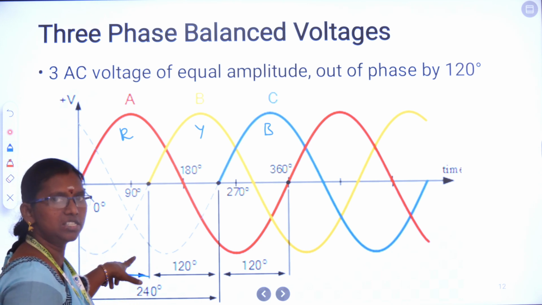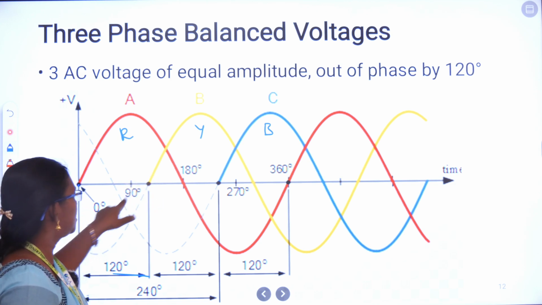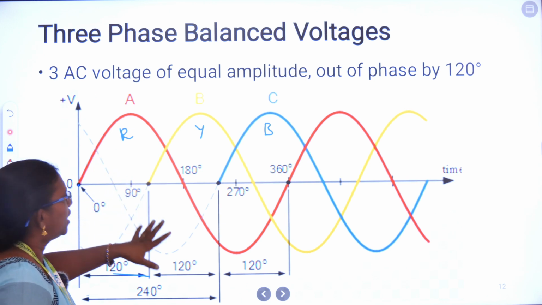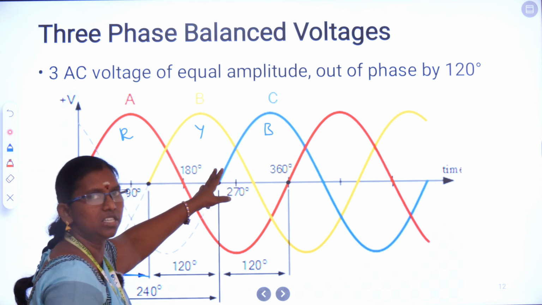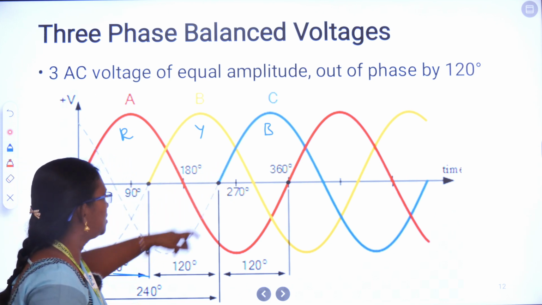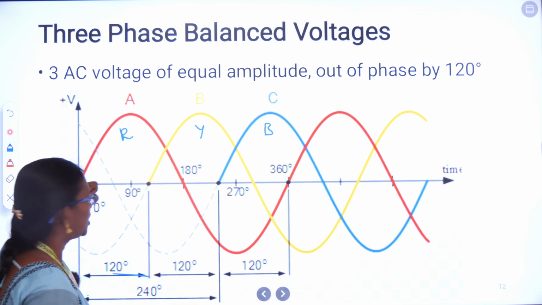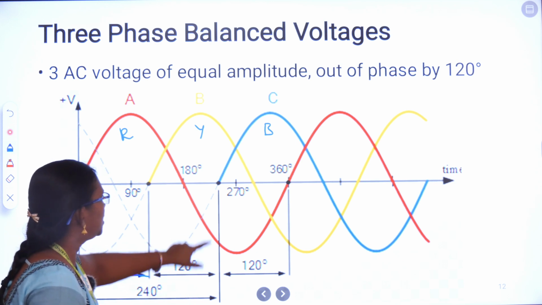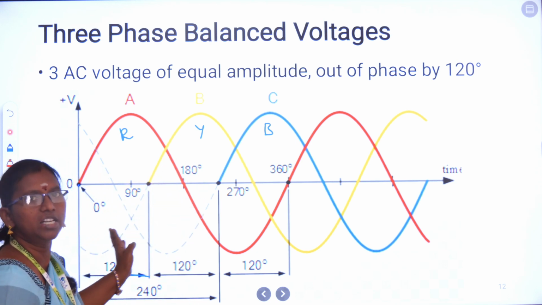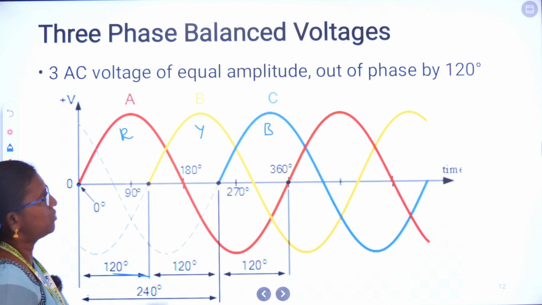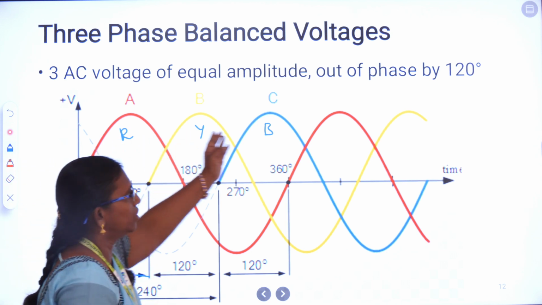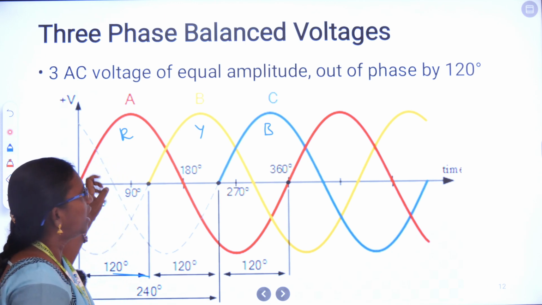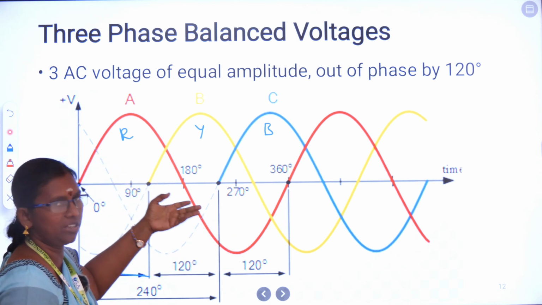How many degrees is it lagging? The Y phase is lagging 120 degrees with respect to the R phase. And then what about the B phase? Here you can see the B phase is lagging 240 degrees with respect to the R phase, otherwise we can call it 120 degrees with respect to the Y phase. So this is the relationship between the three phase voltages. The magnitude is going to be constant throughout and the phase shift alone will be there, and the frequency is common for all the three phases.